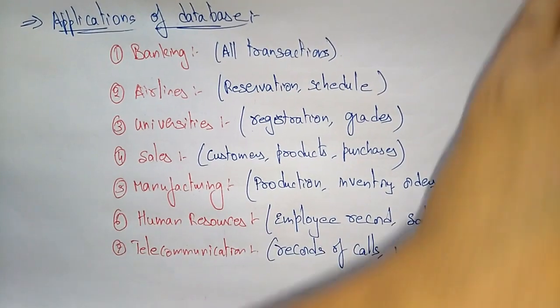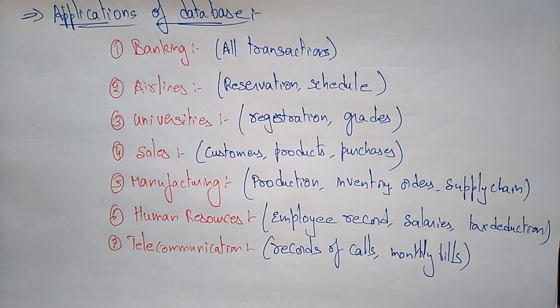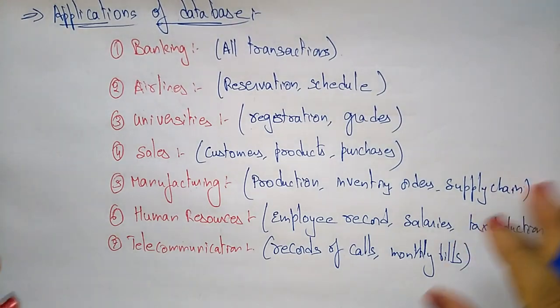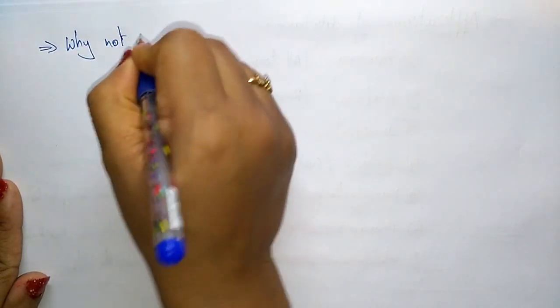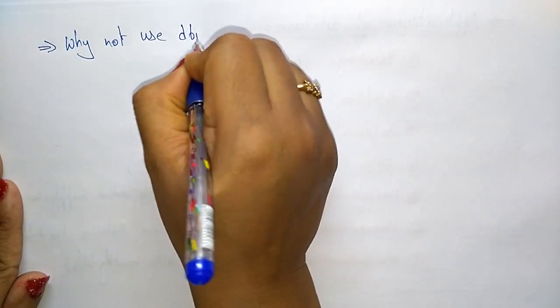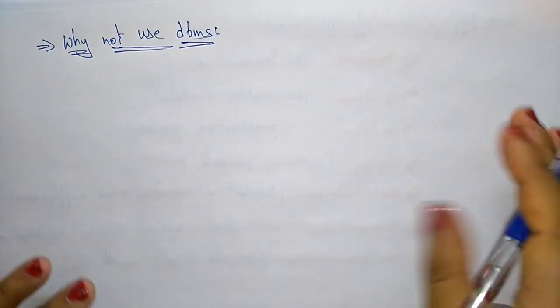So far we have seen the building blocks of database, applications, and advantages. Now coming to the disadvantages of using the database. Whenever there is an advantage, obviously a disadvantage will be there. So why not use a database management system?